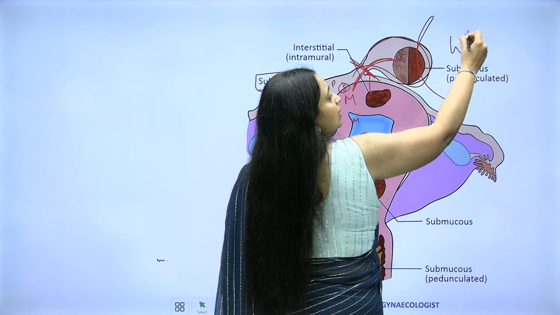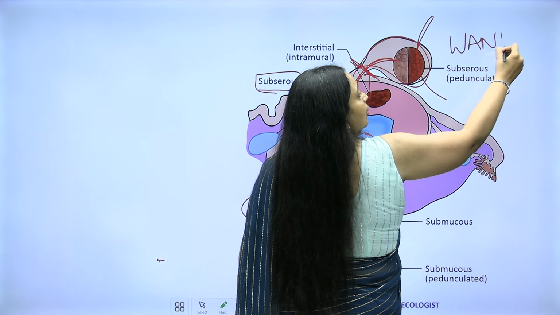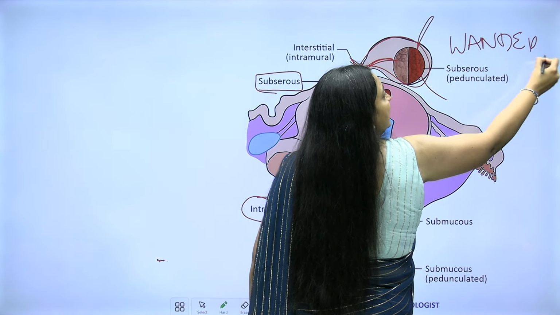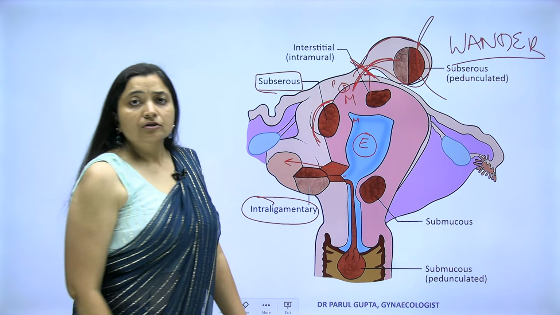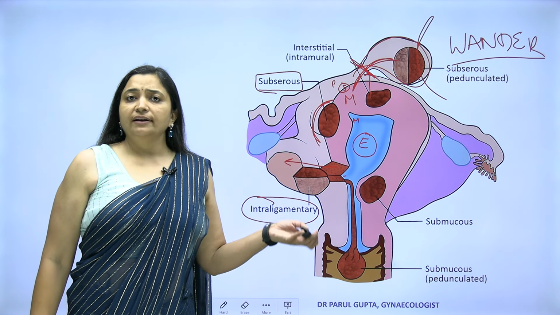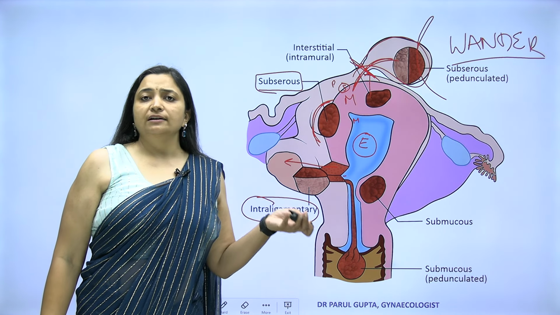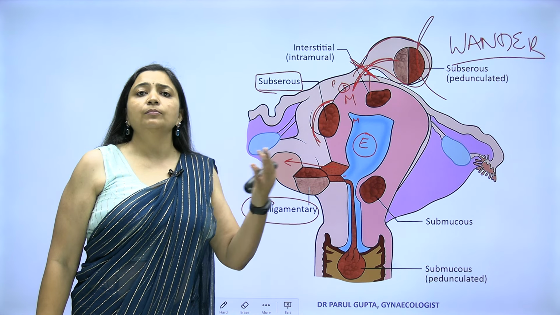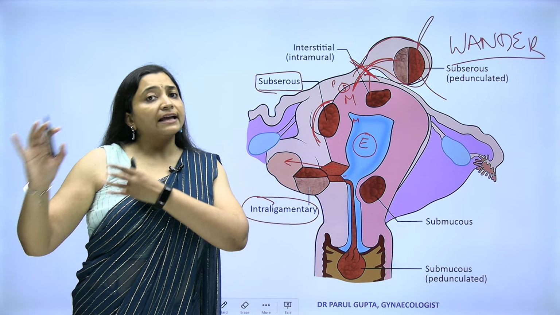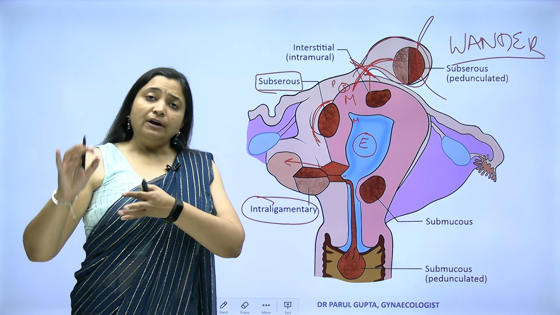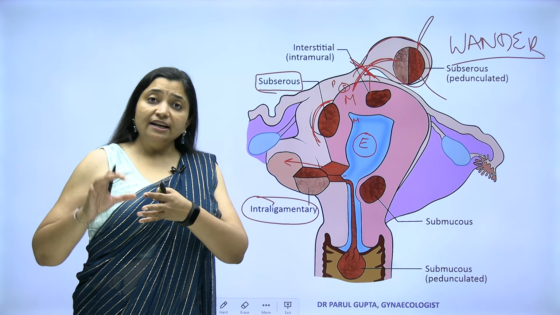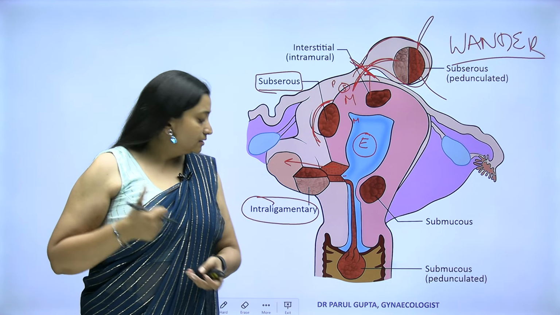Wandering fibroid or a parasitic fibroid. So in the classification, we read about this classification. What does that mean? Wandering means away from the parent body and attached to some other structure. And why parasitic? Because it is taking its blood supply from that other structure.